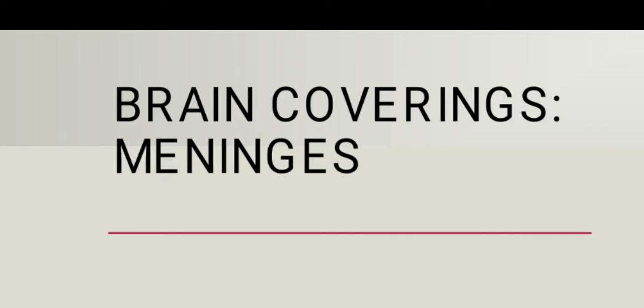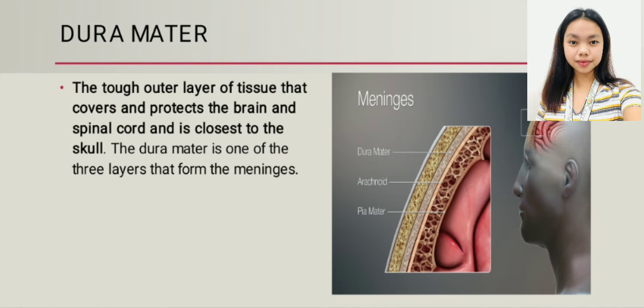Brain coverings, meninges. Dura mater, the tough outer layer of tissue that covers and protects the brain and spinal cord and is closest to the skull. The dura mater is one of the 3 layers that form the meninges.